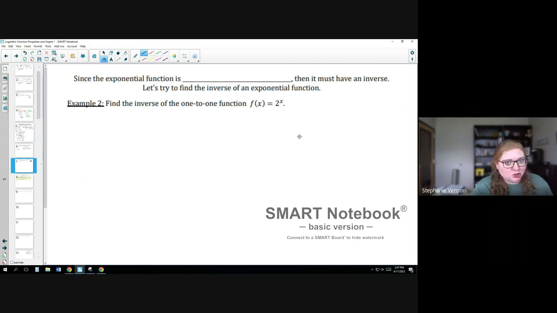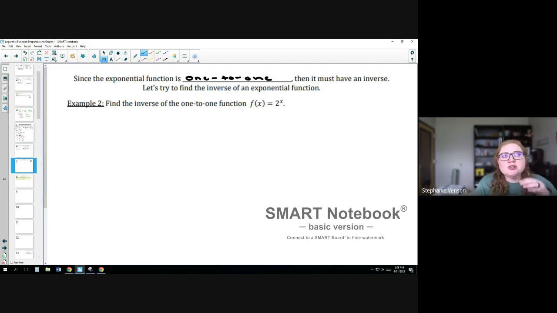Since the exponential function is 1 to 1, there's your blank again. Let's go ahead and fill that in. 1, 2, 1. Okay. Since the exponential function is 1 to 1, then it must have an inverse. So let's try to find the inverse. Let's take a really basic function. Example 2 says, find the inverse of the 1 to 1 function f of x equals 2 to the x.